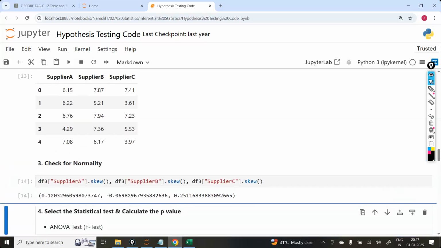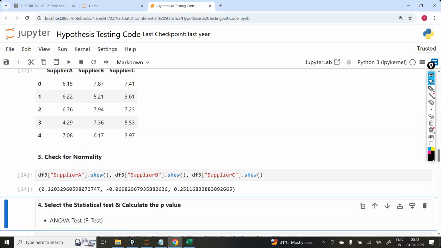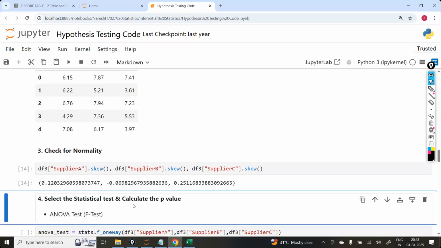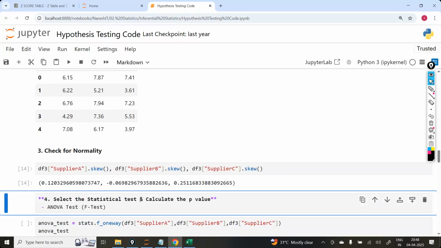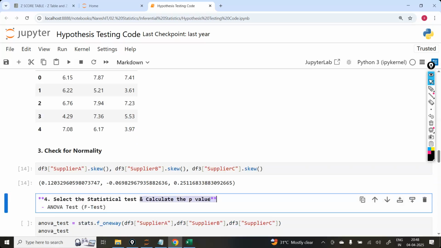Since all 3 of them are normally distributed, what test do we have to apply? Open your steps involved. What is step number 4? What is step 4? Select the test. How to select the test? When the number of columns is more than 1, what test do you have to select? The ANOVA test, which is also called the F test. So in this example, what test do I have to select? The ANOVA test. Why? Because there is more than 1 column.